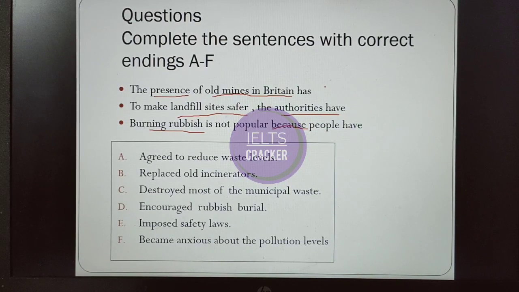Wait guys, let me write the options along with the statements. So first we have the D option, and the second one, like, we have the E option. I hope guys you don't go on my writing. Next, the last statement is burying rubbish is not popular activity because people have. So guys, why it is not popular?